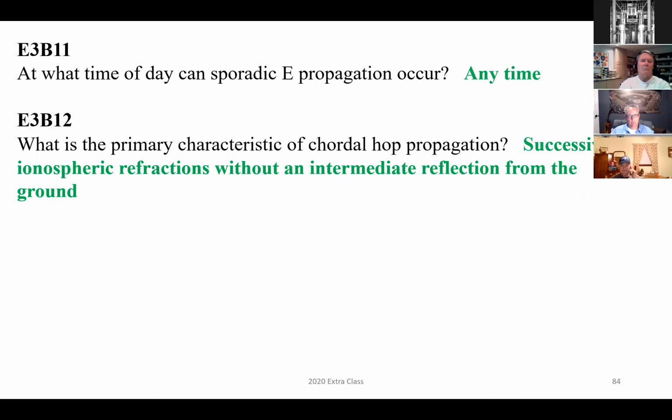E3B12. What is the primary characteristic of chordal hop propagation? And that's going to be successive ionospheric refractions without an intermediate reflection from the ground. So basically, the electromagnetic wave kind of gets caught up between layers of the ionosphere and can propagate over before it actually comes down and reaches Earth.